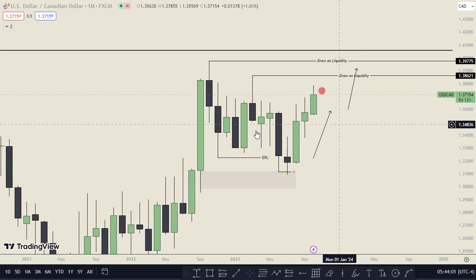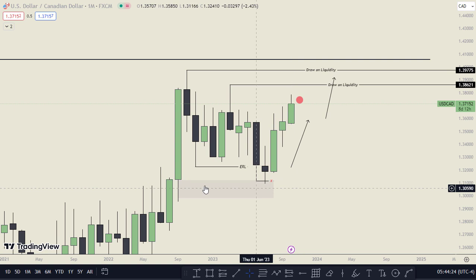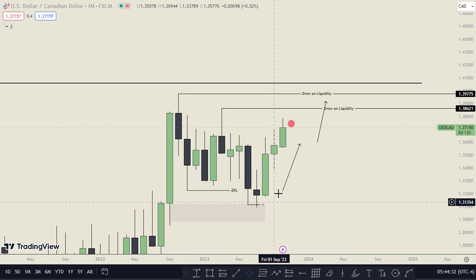We don't have really many imbalances in this structure right here, so we're going to only use external range liquidity, so swing highs and swing lows, as pools of liquidity, right? So price has finished its business on the downside, took liquidity from here, tapped into this order block also on the weekly, and this is the first question, right? We answered the first question.